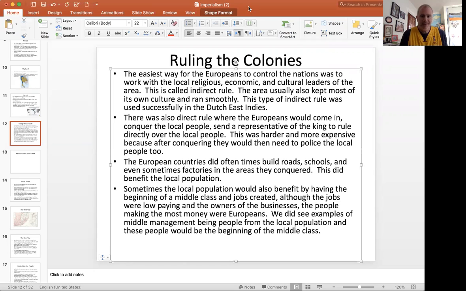So we can imagine that having a European come in, whether it be through direct or indirect rule, taking natural resources, oftentimes demanding low paid labor, and whether they're ruling themselves or letting the local people rule, this was not a good experience for the areas that were taken over. But there were some good things about the Europeans coming in.